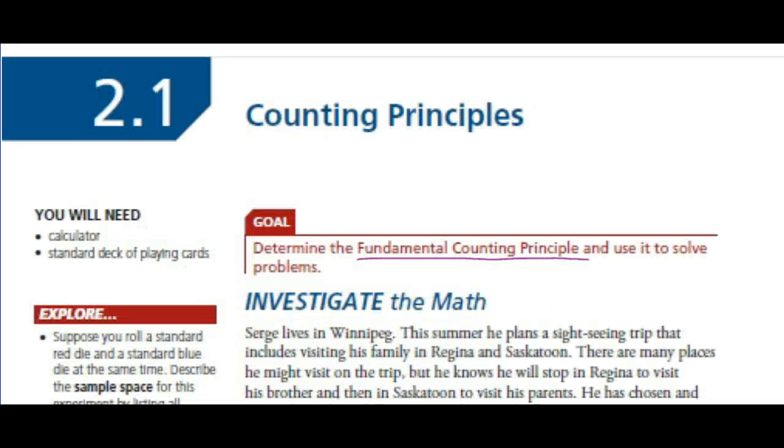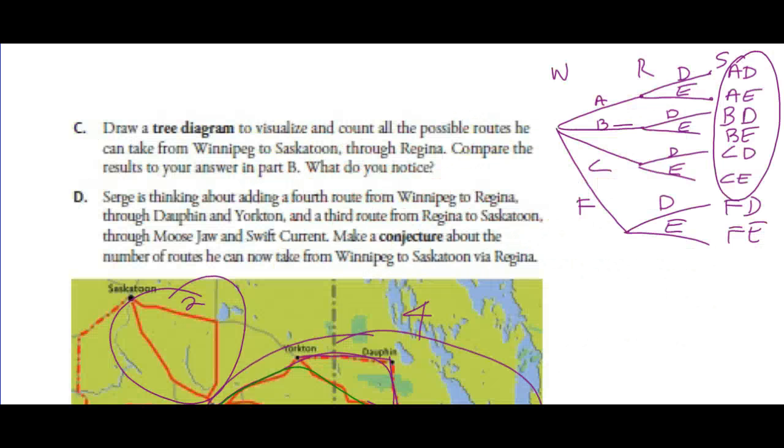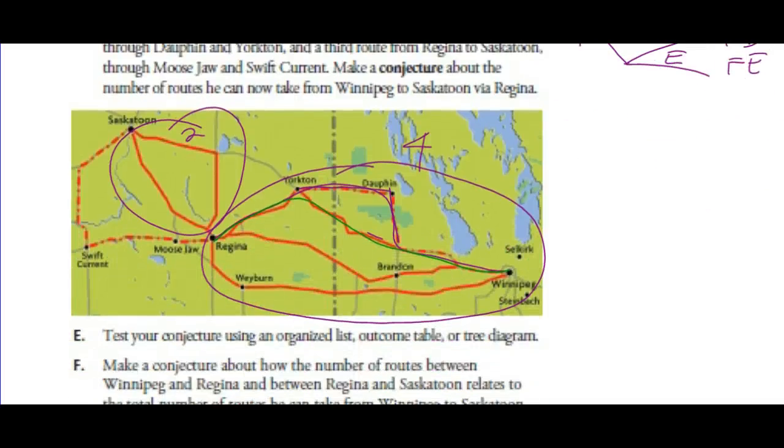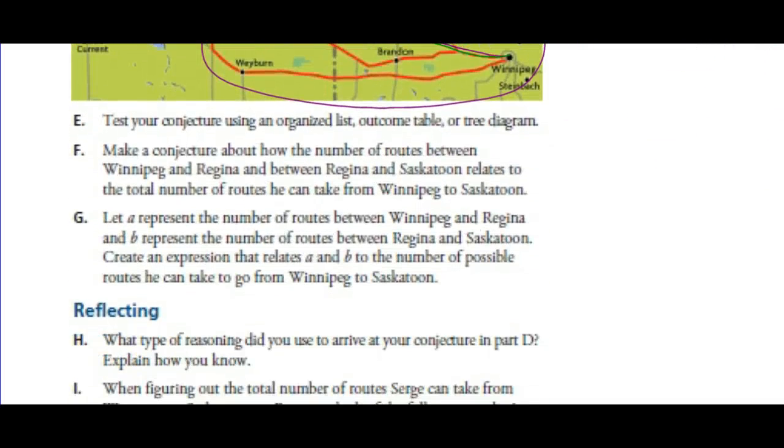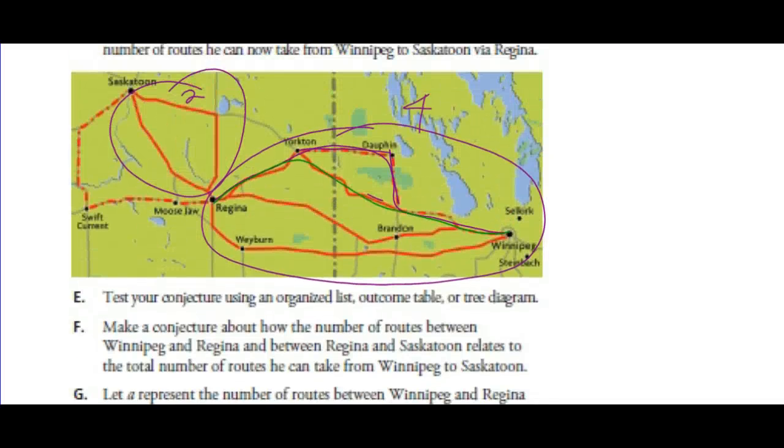If we went back to the table and added a 4th route here and called it F, we would get FD, FE. So we can redo the table, add on to there. We can redo the tree diagram, add on to there. But here, make a conjecture about how the number of routes between Winnipeg and Regina and between Regina and Saskatoon relates to the total number of routes.